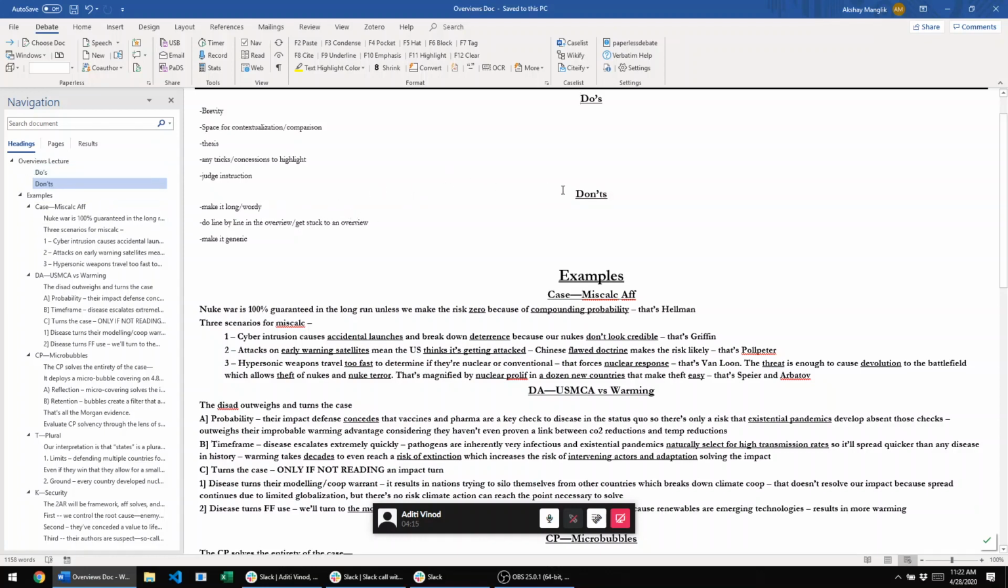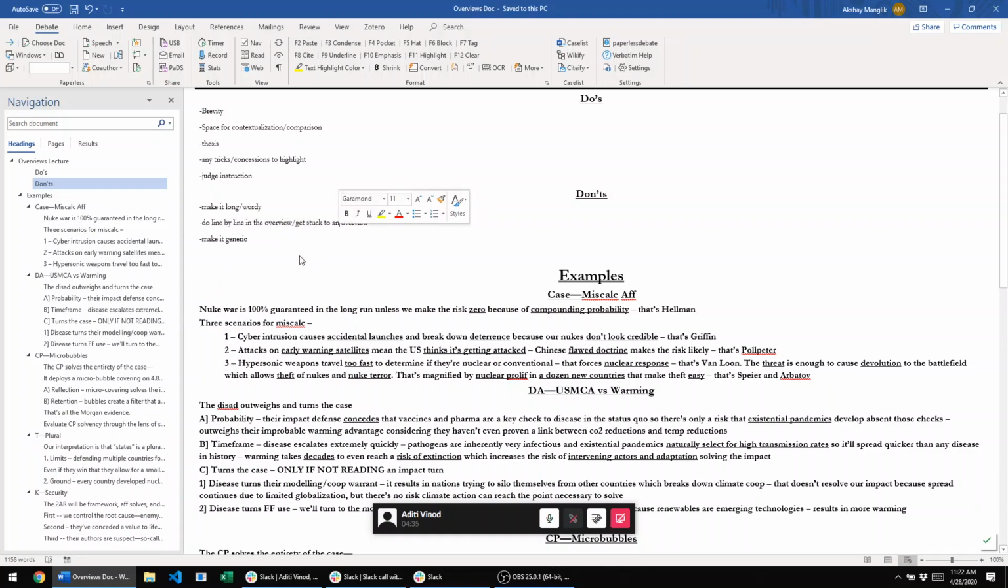The don'ts of an overview: don't make it too long or too wordy. Again, I can't emphasize this enough, if you have a really long overview, which some of these overviews that I'll show might fall prey to, it's important not to do that because it can make everything harder. Second, you don't want to do line by line in the overview.